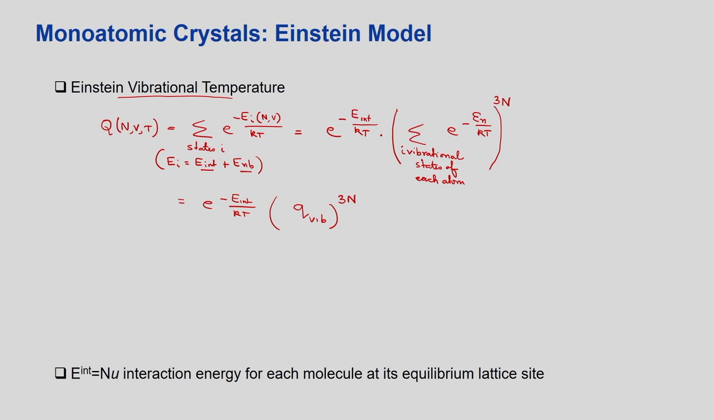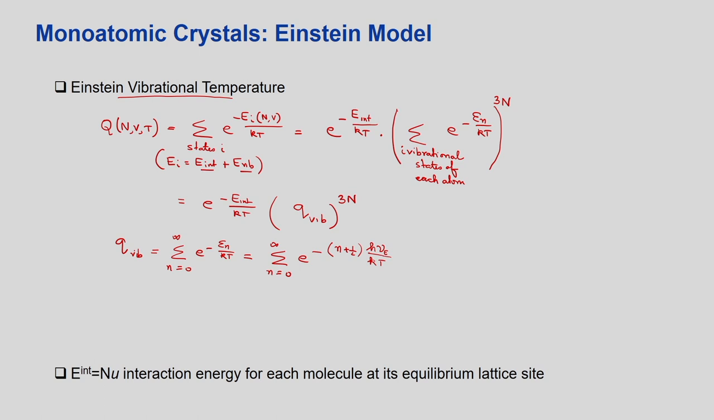Now the expression for q vibrational is known. We have already found it earlier. q vibrational is equal to the summation over n from 0 to infinity of e to the power of minus En by kT. This is the expression for the vibrational partition function. Now I will replace this En with the energy term in the case of the harmonic oscillator. That is e to the power of minus, what was that equation, (n plus half) times h nu by kT.